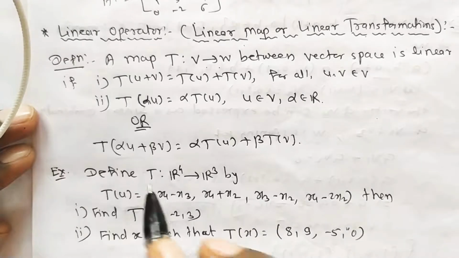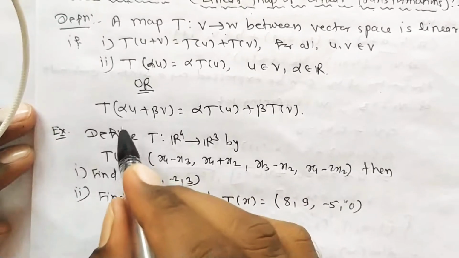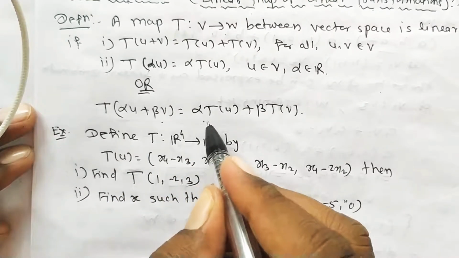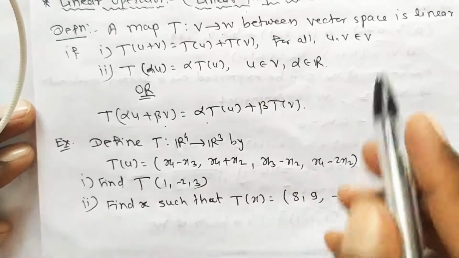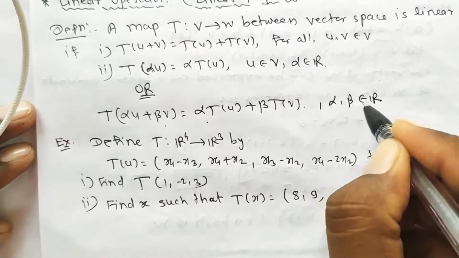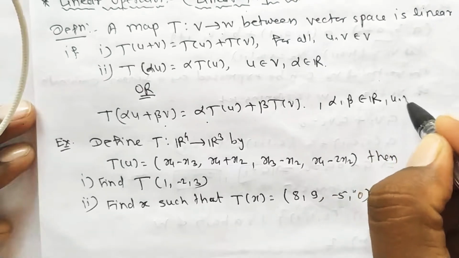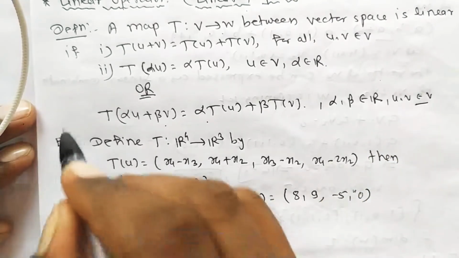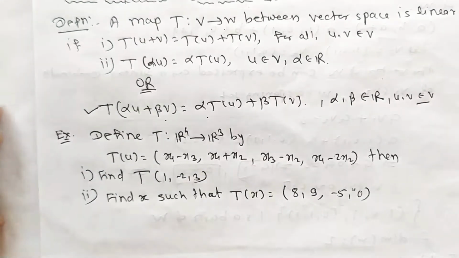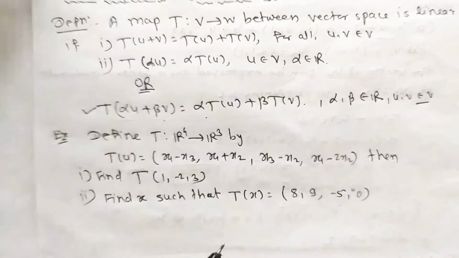Or we can check only one condition here, that is T of alpha u plus beta v is equal to alpha into T of u plus beta into T of v, where alpha, beta belong to R and u, v are elements of V. If this condition is satisfied, then we can say that T is a linear map or T is a linear transformation. Now we will take one problem on this.